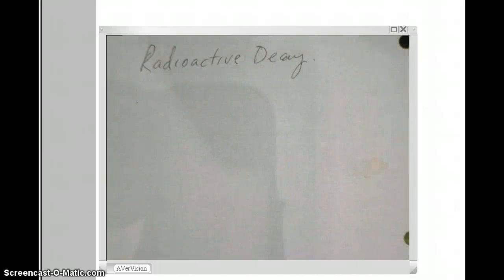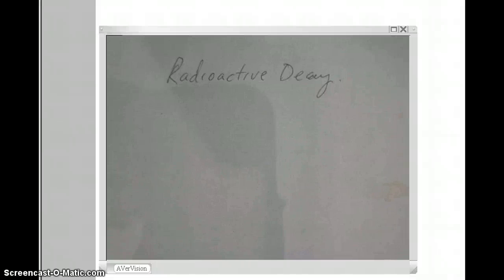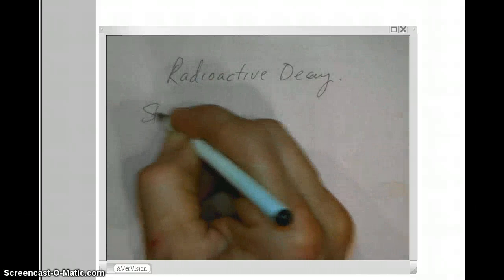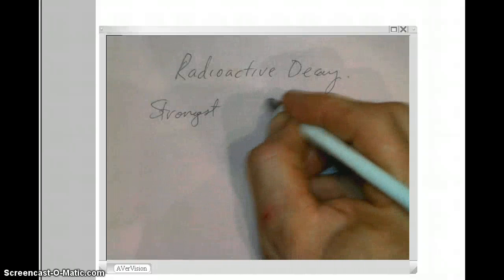Okay, radioactive decay. Now, when things decay, they're just going to break down. So that's what we're going to do with the atom here. We are going to literally break it down. The strongest type of radioactive decay that we have are called gamma rays.